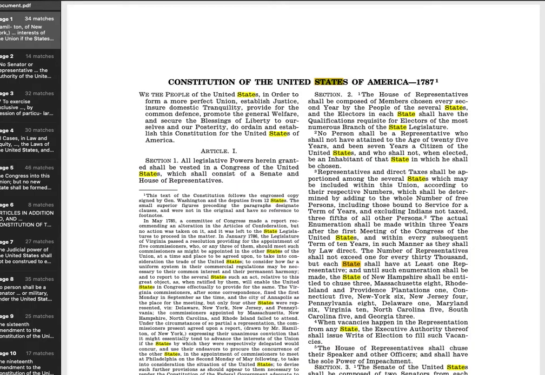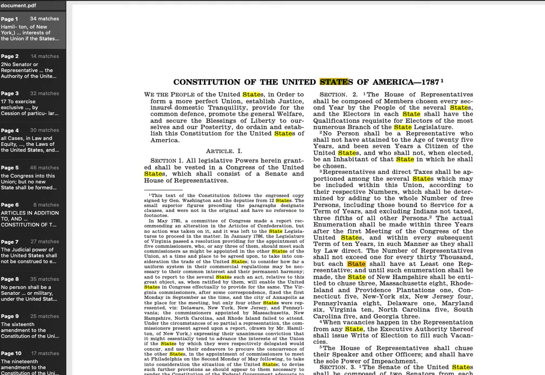So we have two different states in the Constitution. We have the states that created the federal government, and we have the states that the federal government created. So the states that created the federal government were the states created by settlers and inhabitants of the entire territory of that place. So for example, I use Texas because I'm most familiar with it.